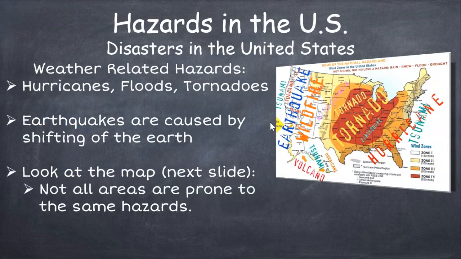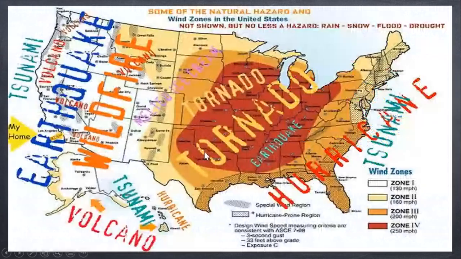So let's take a look at some hazards in the United States, okay? Weather-related hazards would include hurricanes, floods, tornadoes. Earthquakes are caused by shifting of the earth. I'm pretty sure everybody understands that. If we look at the map on the next slide, we can see that not every area in the United States is prone to the same hazards, meaning not everything is going to happen all across the United States.